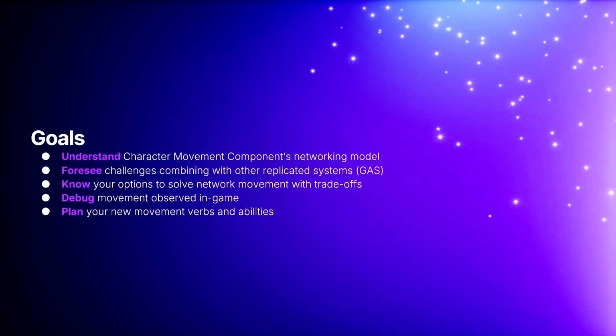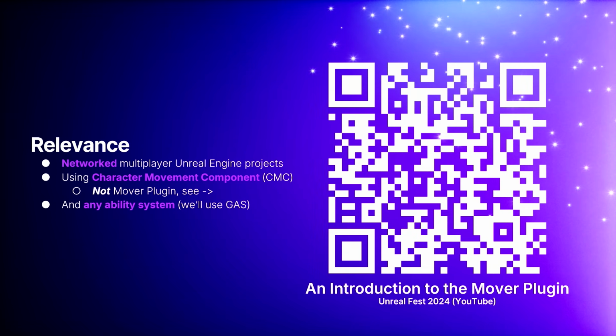The goal for today is to have everyone here understand the character movement component's networking model, to foresee the challenges that you will encounter when working with this model with another replicated system, for example, the gameplay ability system, and to know your options for addressing those challenges. I'm also going to share some ways to debug your movements, and all of this will hopefully help you plan your new movements, verbs, and abilities.